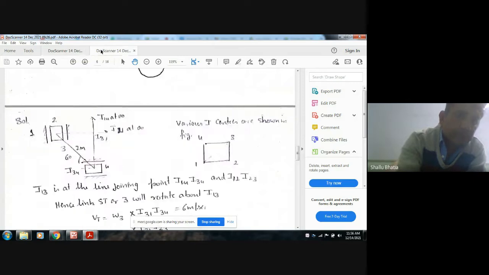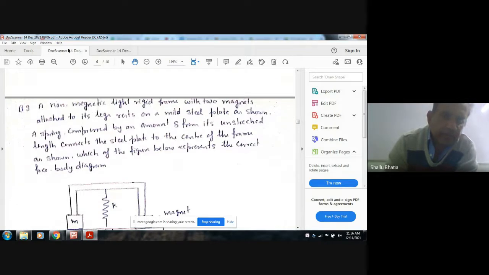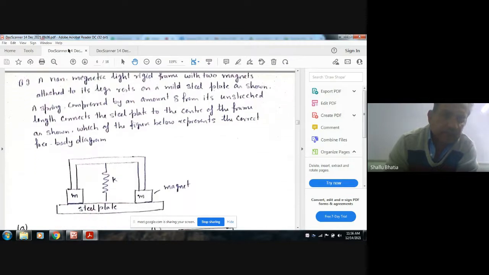A non-magnetic light rigid frame with two magnets attached to its leg rests on a mild steel plate as shown. A spring compressed by an amount delta from its unstretched length connects the steel plate to the center of the frame as shown. Which of the figures below represents the correct free body diagram?